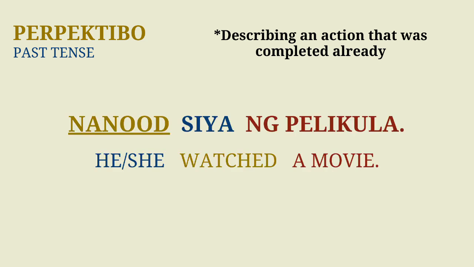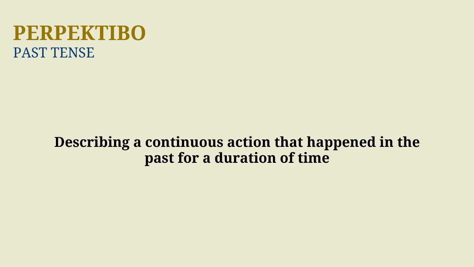So although I didn't specify the exact time that the action was completed, unlike in my previous example, the fact that I used perpektibo or past tense implies that this action was completed already. Okay, another instance where you can use perpektibo or past tense is describing a continuous action that happened in the past for a duration of time. So this means that this is no longer happening right now.